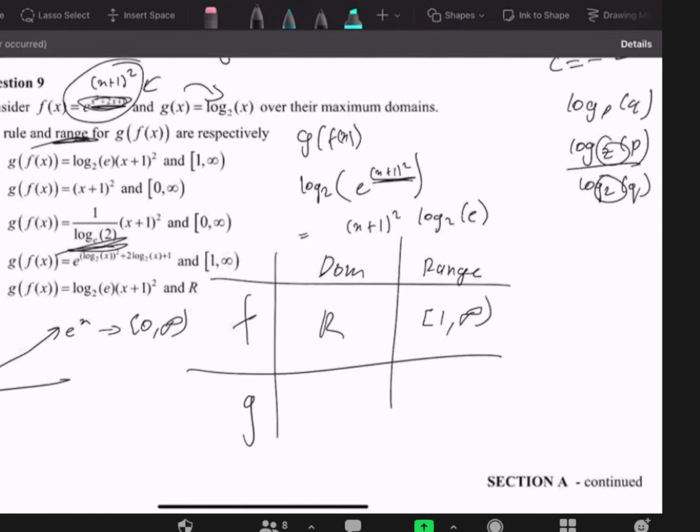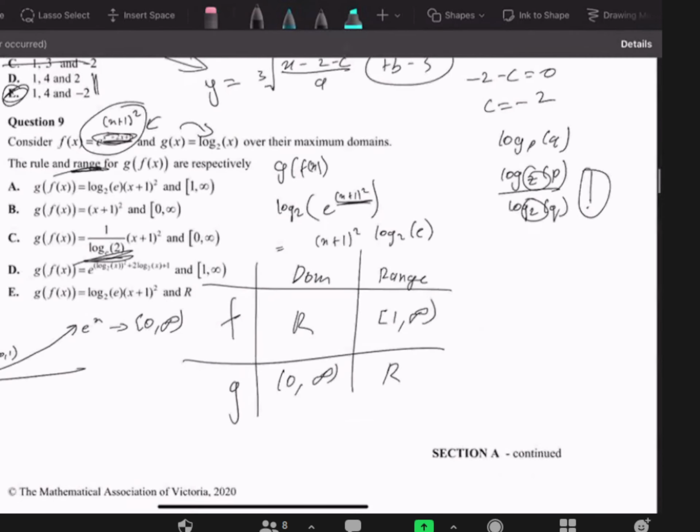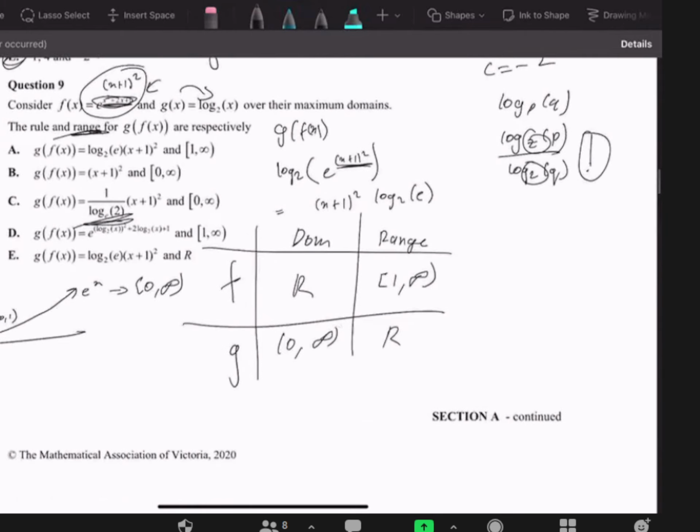So for the domain of g(x), we know inside log functions it can't be negative or 0, so it's going to be 0 to infinity, and the range of log functions is all the reals. So yeah, and then we actually do the hybrid function, not hybrid function, we find the range of the new g(x).